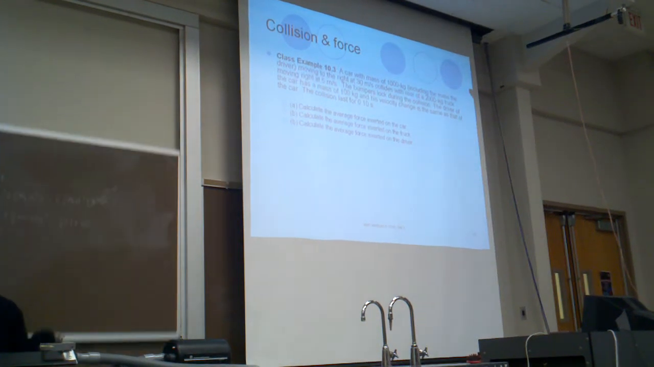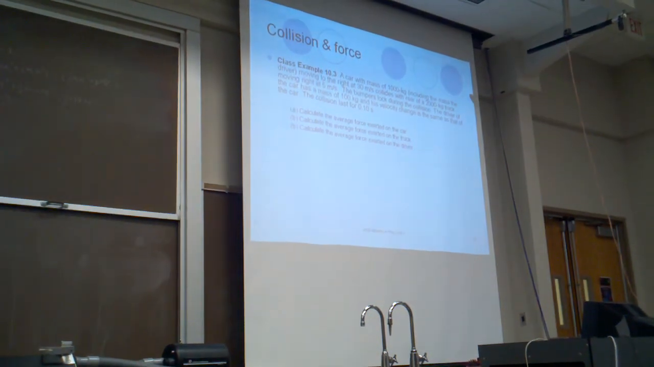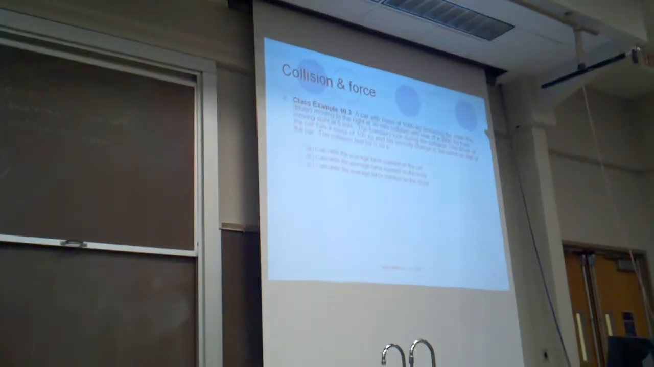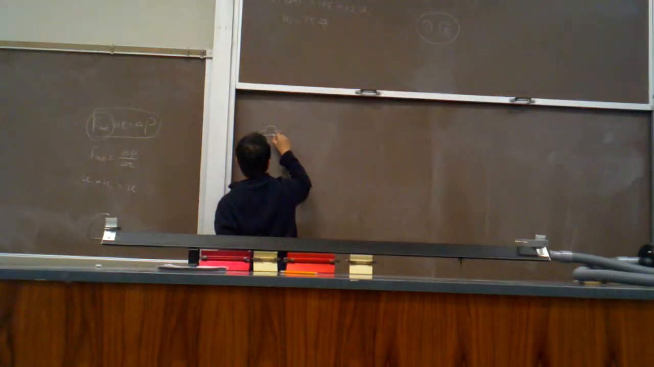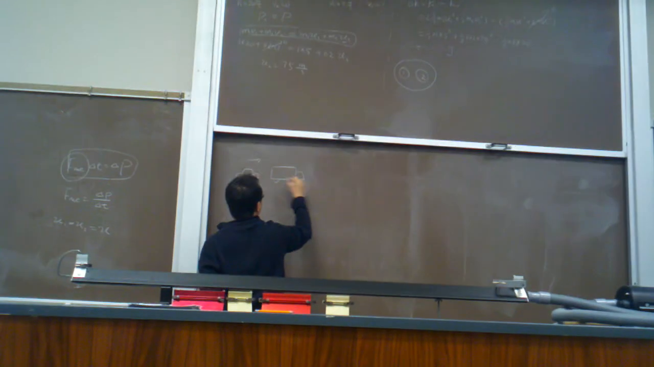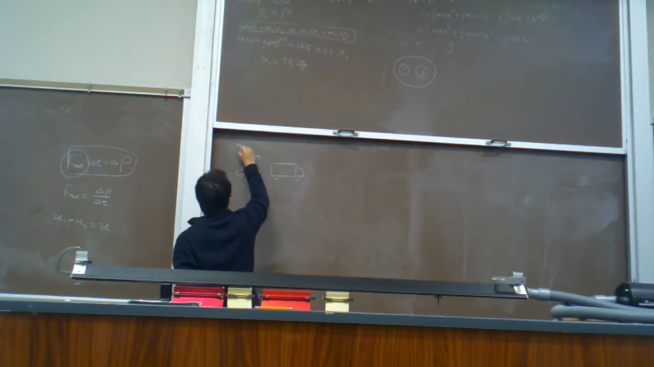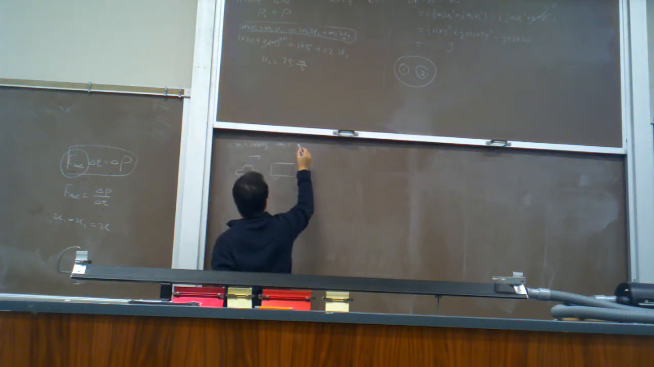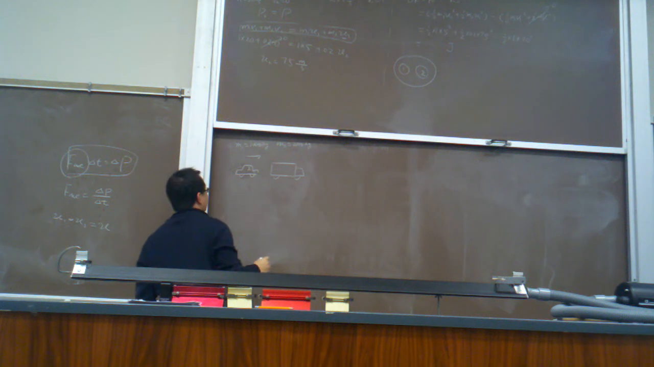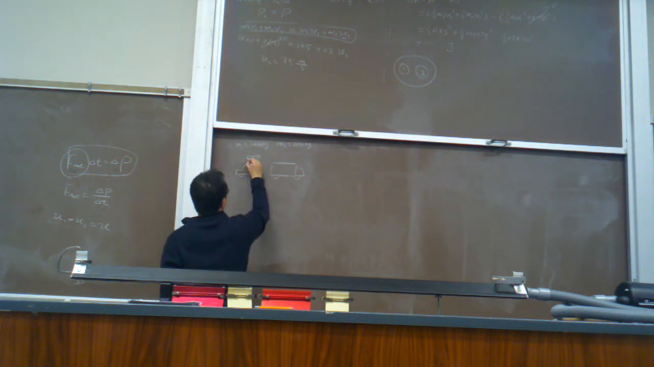So now, let's look at what happens. You have a car and a truck here. M1, the mass of the car, is 1,000. And the mass of the truck is 2,000. Okay? And here is the driver, something we need to consider. The mass of the driver is just 80 kilograms.